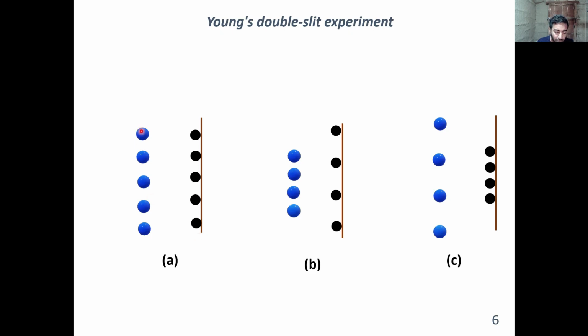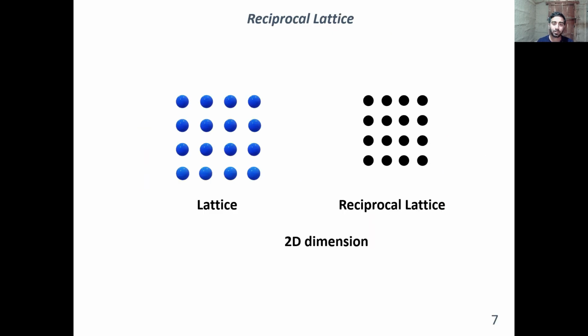If we reduce the distance between the atoms, we will find spots with a higher spot distance, as you can see. And if we increase the distance between the atoms, or increase the slit distance, we will find lower spacing between the spots. So this is our fundamental concept. Now we will go to the reciprocal lattice.